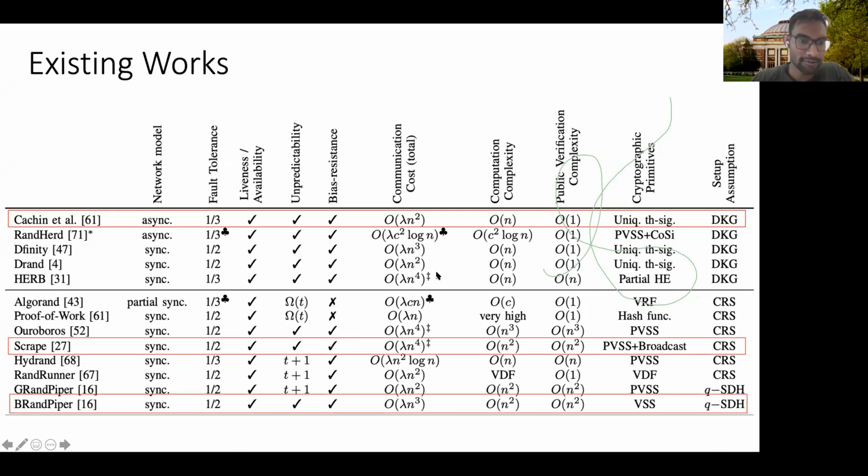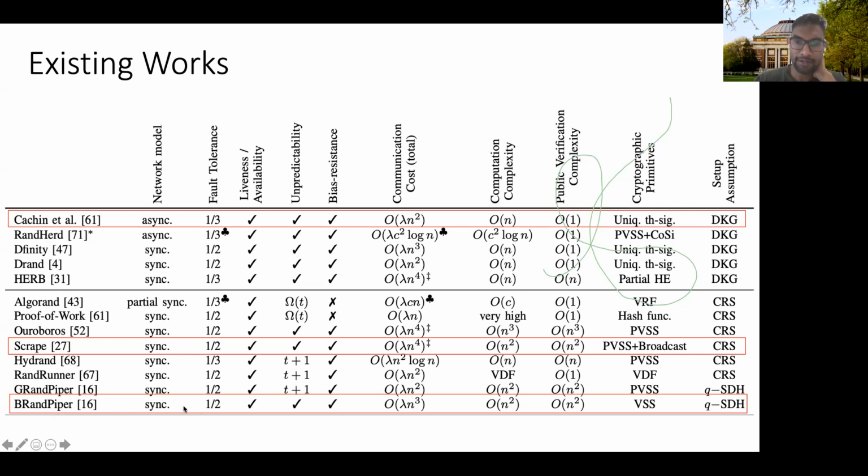Okay. So in the second block, we want to highlight the SCRAPE protocol that uses PVSS, publicly verifiable secret sharing, along with a broadcast channel to generate a distributed randomness beacon. We're highlighting this because we build upon it; we're slightly inspired by the SCRAPE protocol. And very recently, there are protocols, BRandPiper and GRandPiper, by the same author.